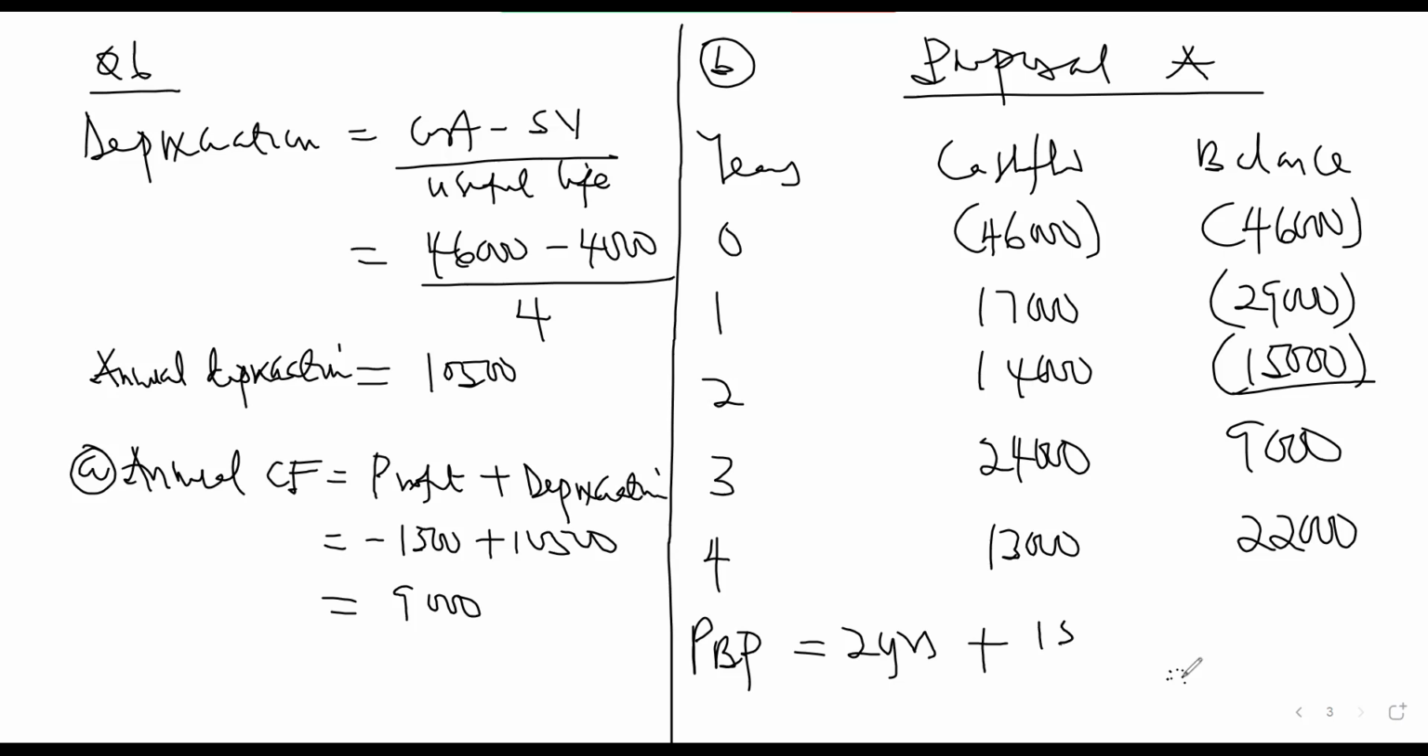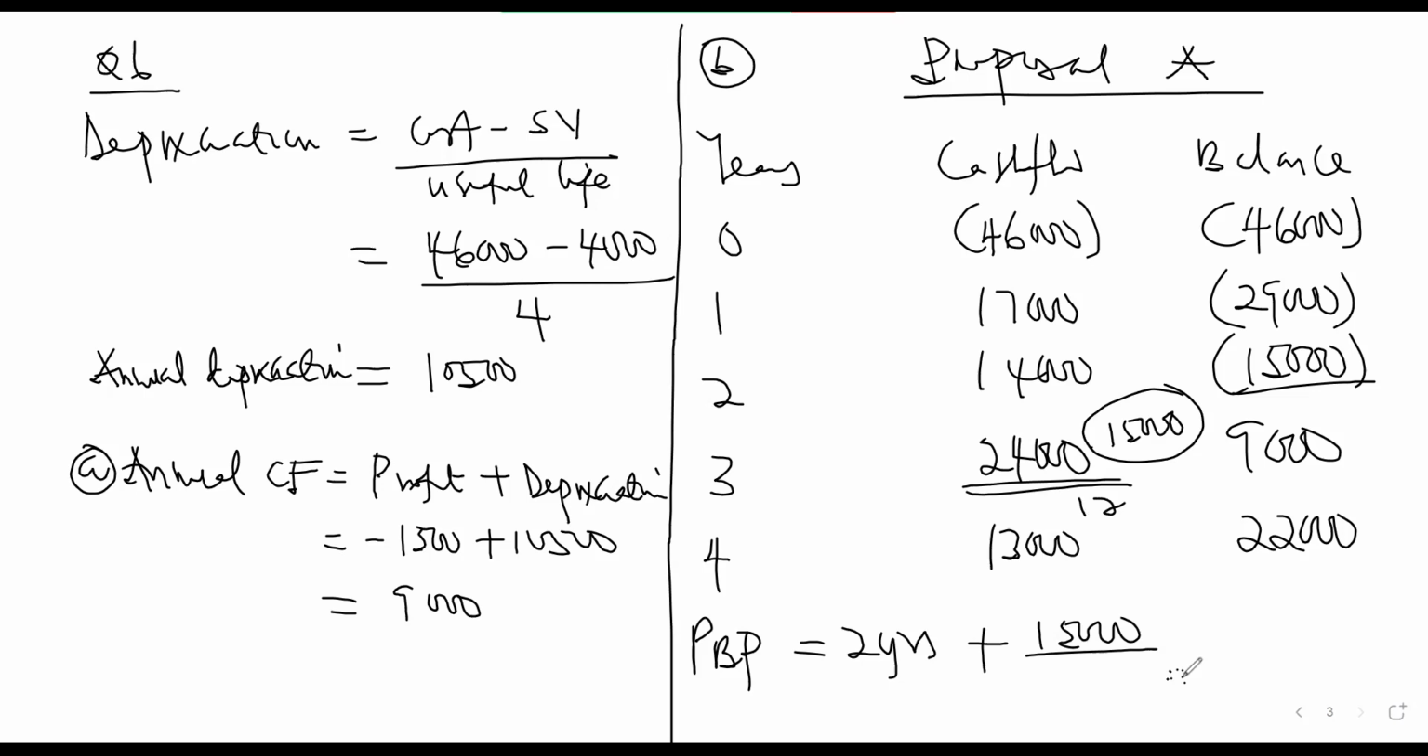But what was the total cash flow for year 3? 24,000. Okay. Now 24,000. We need only 15,000 out of this for the project to pay back, isn't it? Yeah. Okay. But this 24,000 is for 12 months.